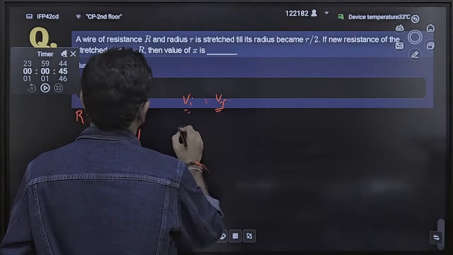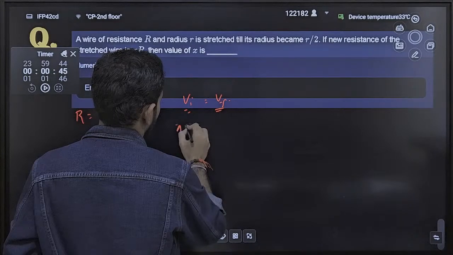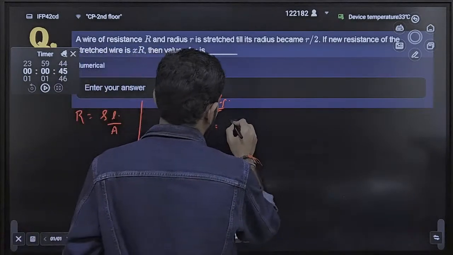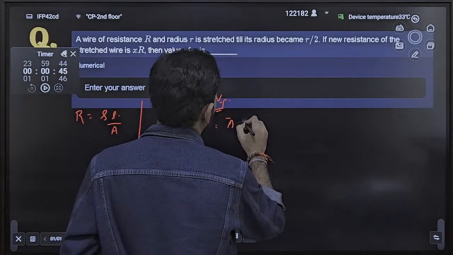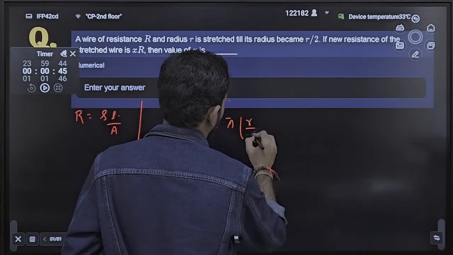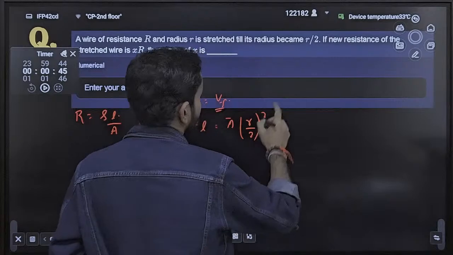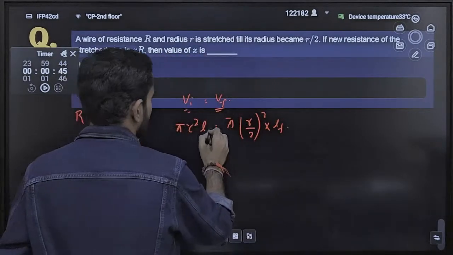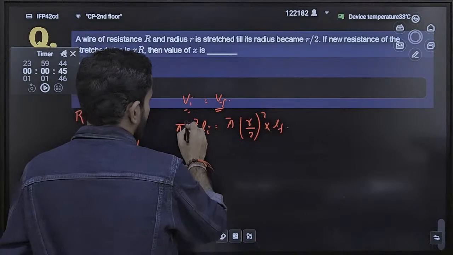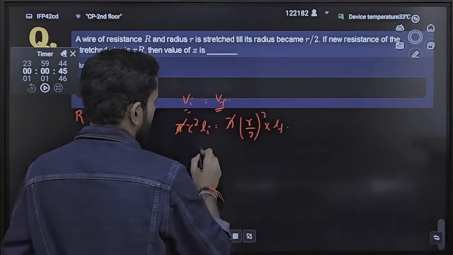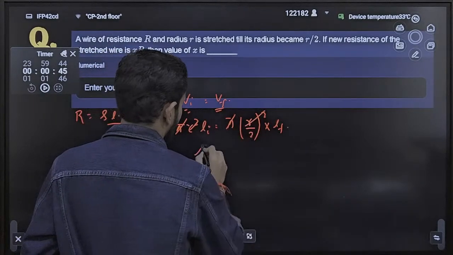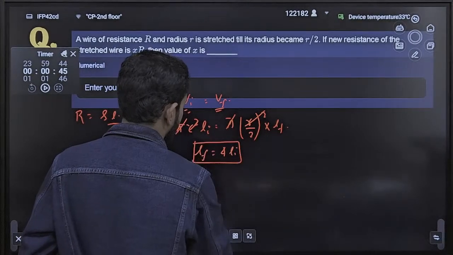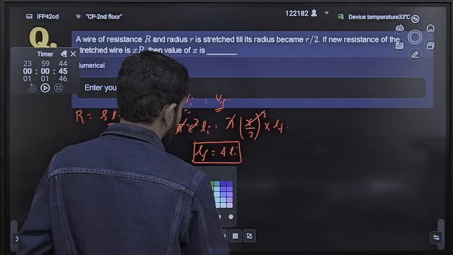Initial volume can be written as pi r square into L initial, and finally it will be written as pi, r by 2 whole square into L final. Correct? This is your L initial. So pi will get cancelled from here, r square will get cancelled from here. That means L final can be written as 4 times of L initial.